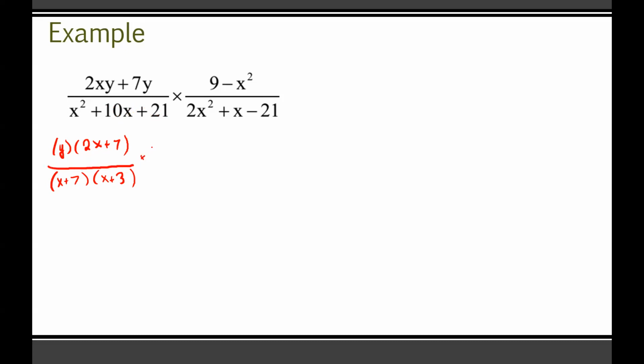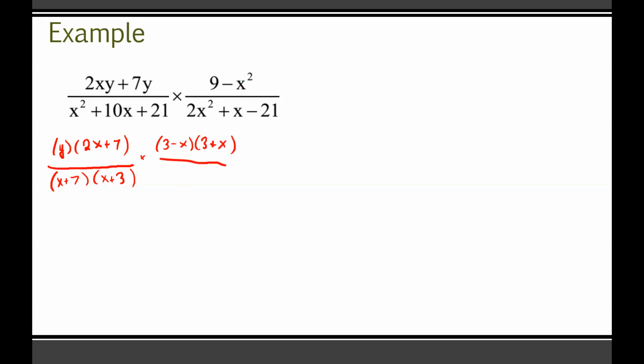Perfect. Now times this other side, 9 minus x squared. Notice this is a difference. Both of those things are square rootable. So again, that's a difference of squares. We can say that's 3 minus x times 3 plus x. Oh, what on earth am I doing? 3 plus x. There we go.